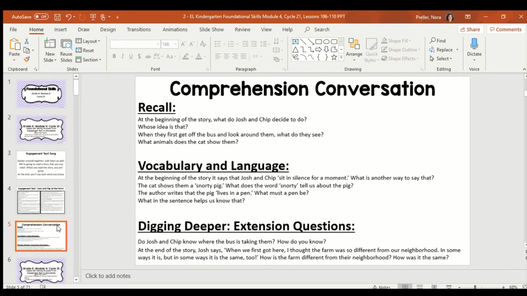And at the end of the story, Josh says, "When we first got here, I thought the farm was so different from our neighborhood. In some ways, it is, but in some ways, it's the same, too." How is the farm different from the neighborhood? How is it the same?